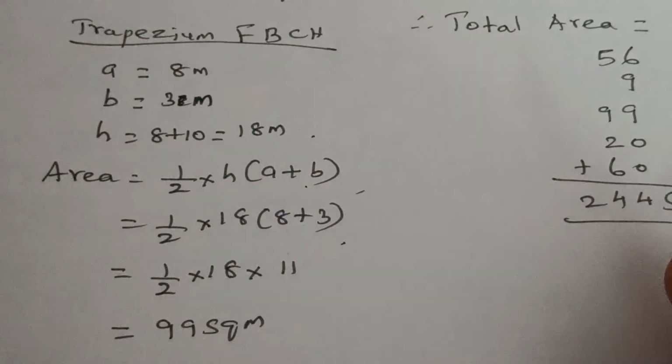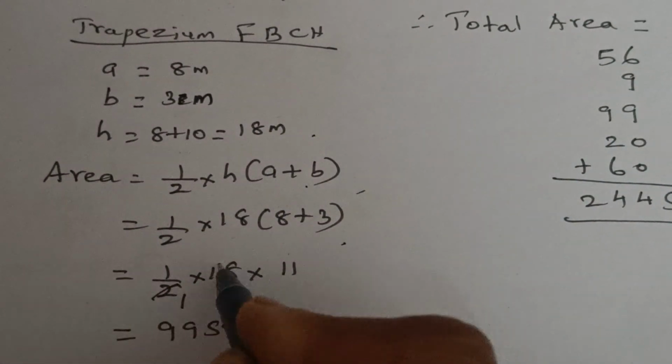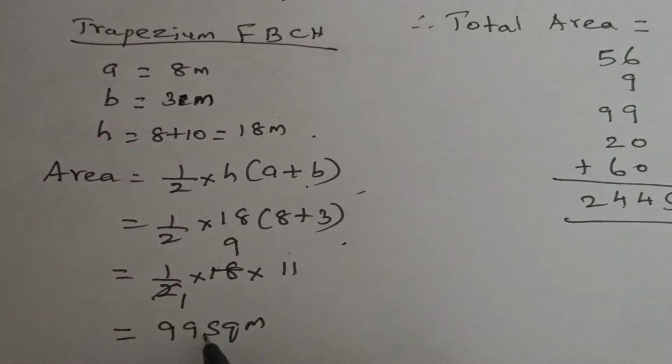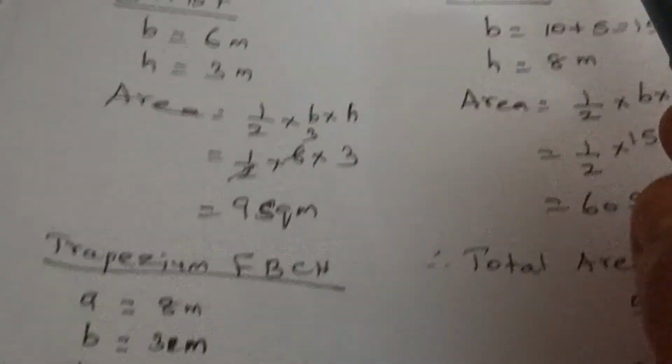Now you cancel what and what? 2 and 18. 2 ones are 2. 2 nines are 18. 9 11s are 99. Okay, we have finished with the trapezium.